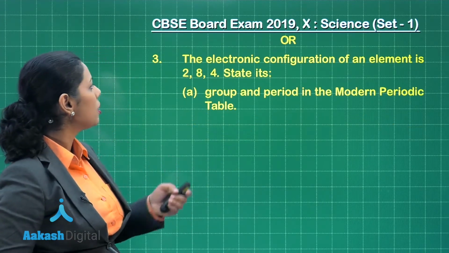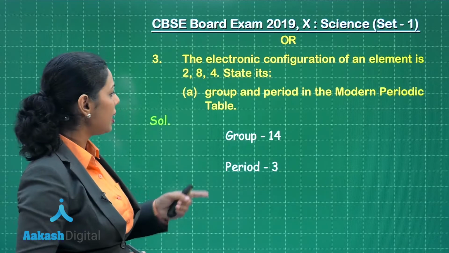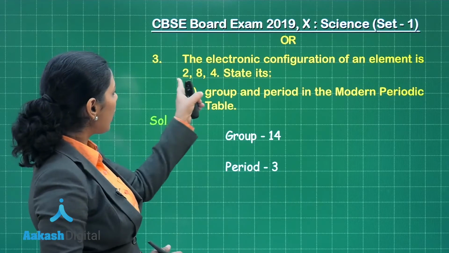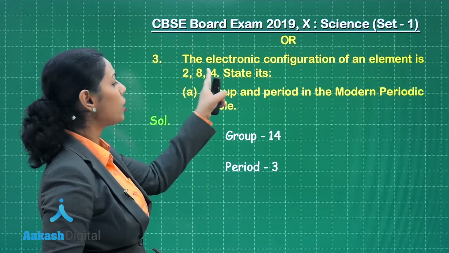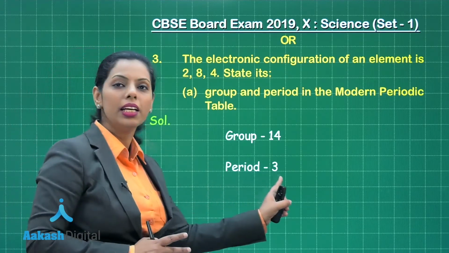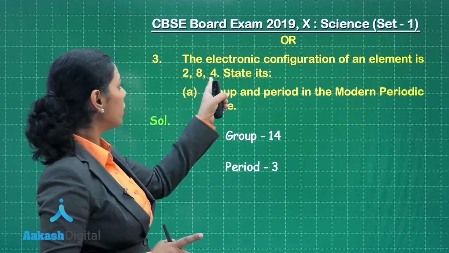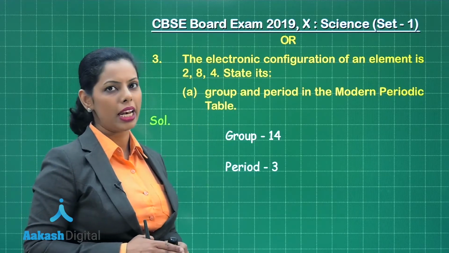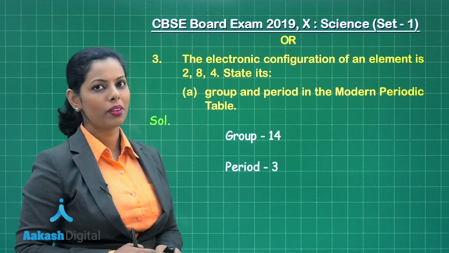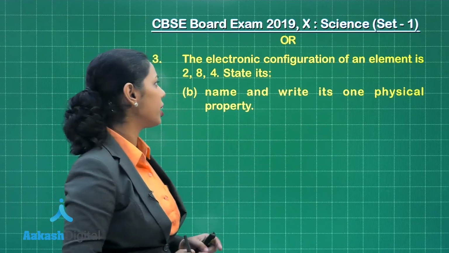You can answer this question by simply writing the first part, that is to identify the group and period number. You can write that it is the element of group 14 and period 3. Why is it so? If you look at the electronic configuration, you will see this is 2, 8, 4. It means 3 shells are involved there, and the number of shells will give you the number of the period. That's why it is the element of the third period. While for the number of the group, you have to focus on the number of valence electrons. 4 electrons are there in the valence shell, and that is why this element is present in group 14.